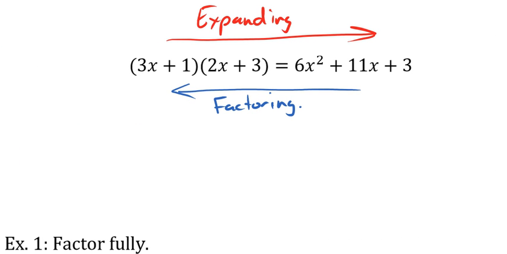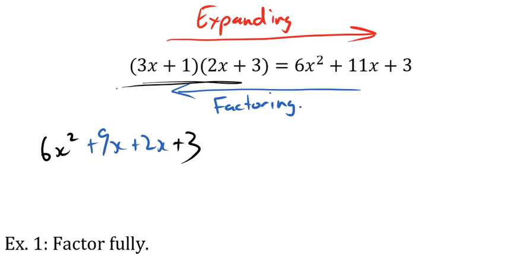But this one's different. Because when I expand, 3x times 3x is 6x squared. 3x times 3 is plus 9x. 1 times 2x is 2x. And then 1 times 3 is plus 3. So the outside ones are straightforward, but the inside ones are more complicated. They're not just two numbers that add to 11 and multiply to 3. Like, look at these numbers. That's not how it works. It's not as easy. Because of the 6 out front, it's much more complicated.